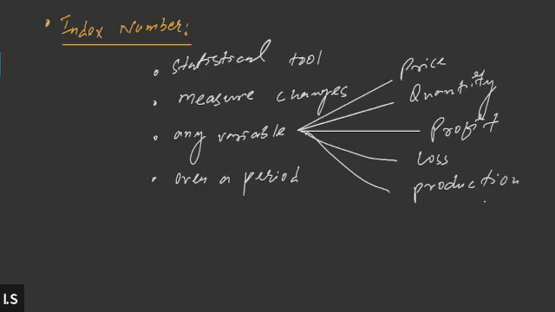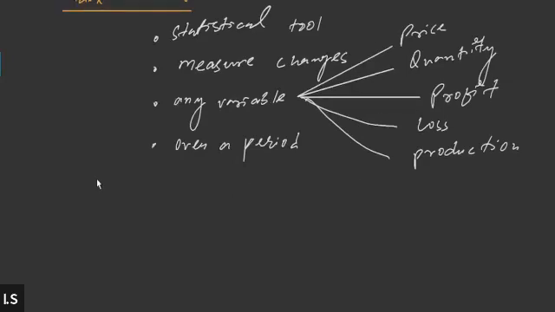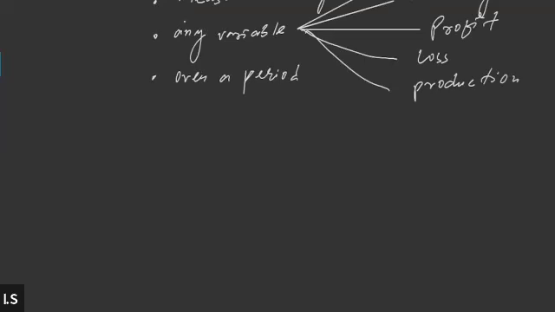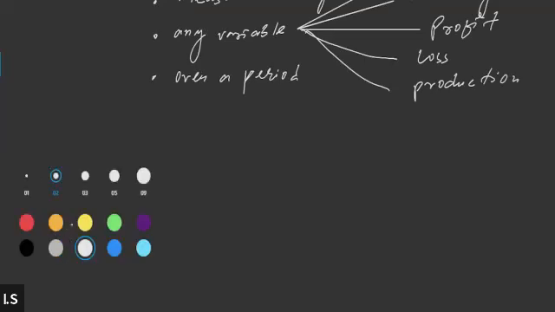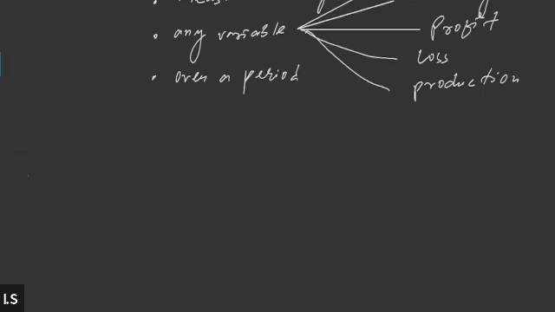So anything that can be measured in terms of numerical value is a variable. And how does index number help? Index number lets us know how much change has taken place in a variable over a period of time. Other than this, we have talked about the methods by which we can determine the index number.